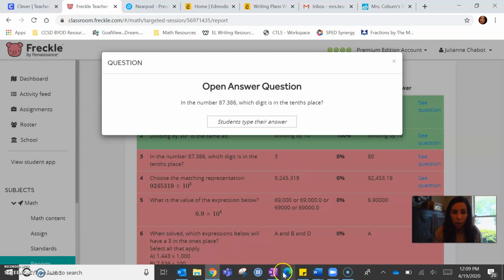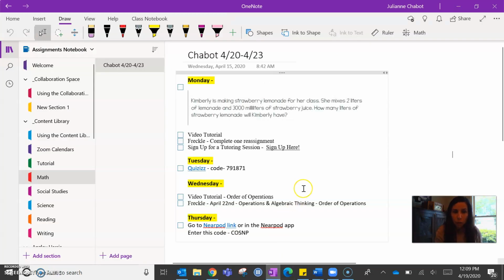I'm going to show you how to do, first of all, the number talk today, but then also I'm going to show you how to do just metric conversions in general, because I feel like there's some confusion, and I understand. Let's see if we can kind of clear it up.